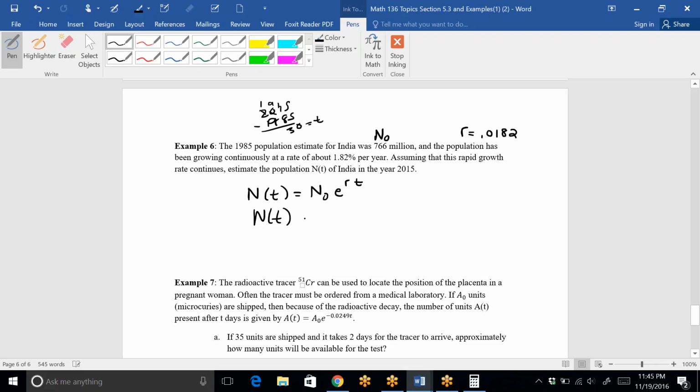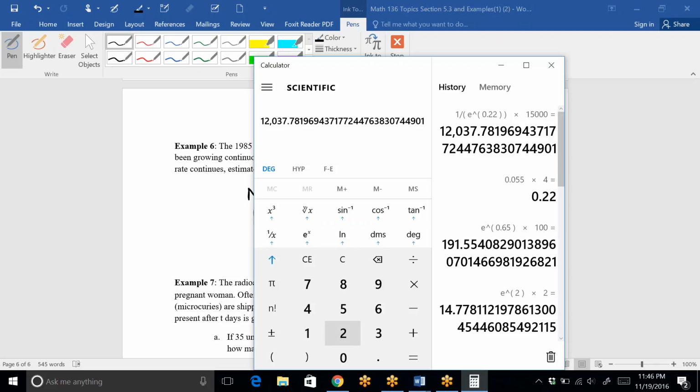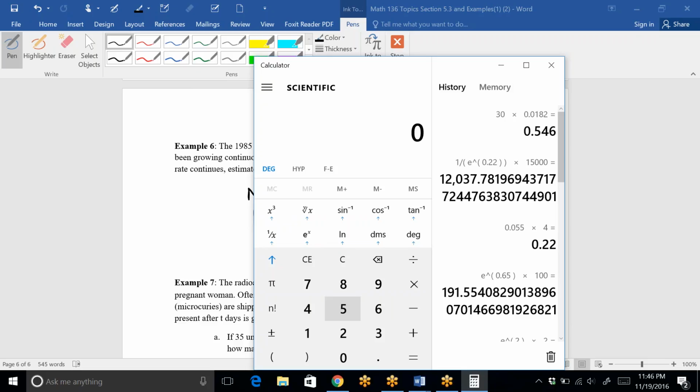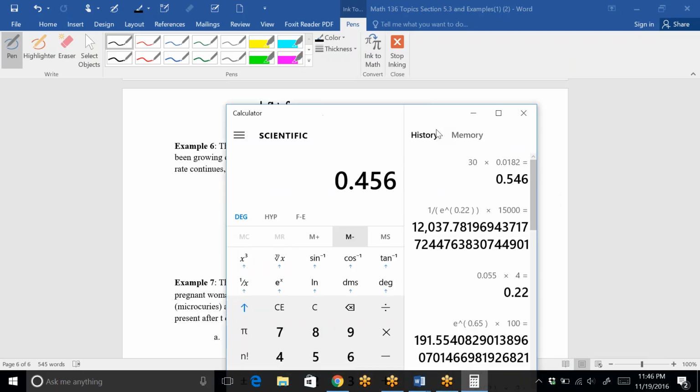So N of t is 766 million. You might want to put that in with the zeros, just so your answer comes out making more sense. e to the 0.0182 times 30. I would probably work my decimal out first. That's 0.546. Easier to type in. So 0.546.